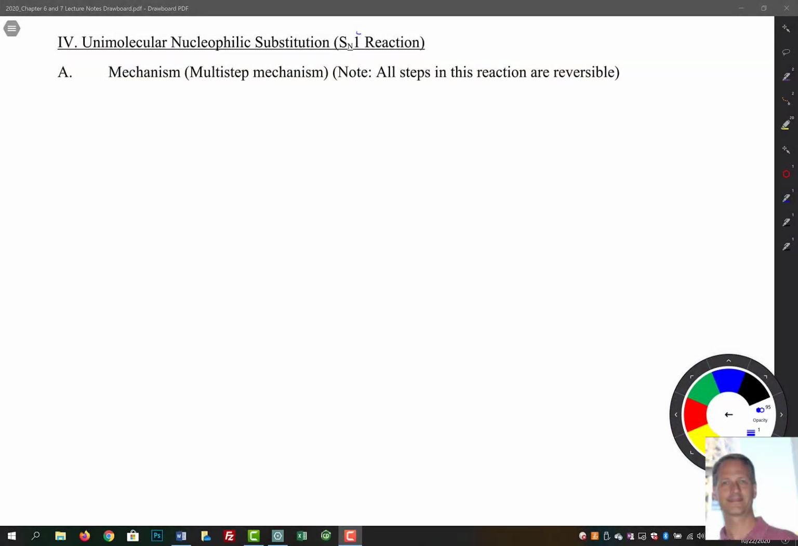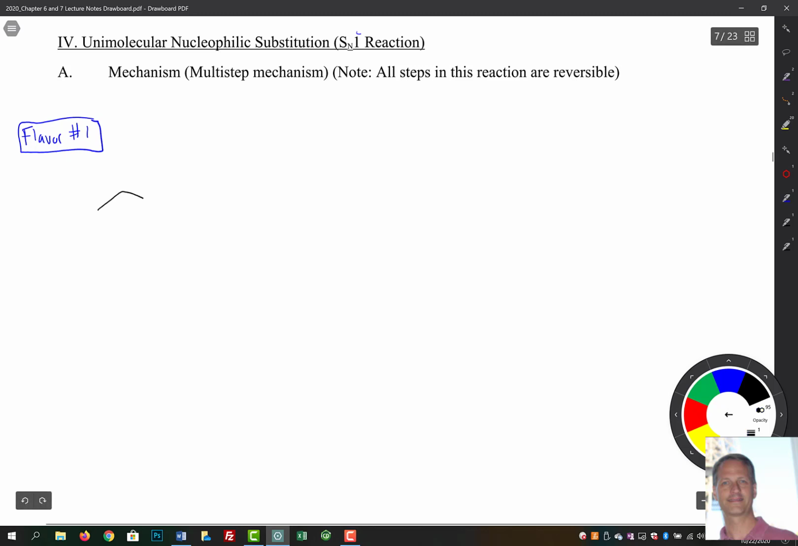So unimolecular nucleophilic substitution. This is also known as the SN1. Right? So unimolecular is the 1, nucleophilic, that's your N, substitution is your S. So this reaction is really an interesting reaction. Now there's two ways that you're going to see this, and I'm just going to label this here as simply flavor number 1.